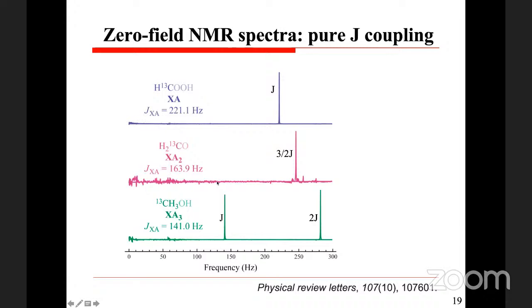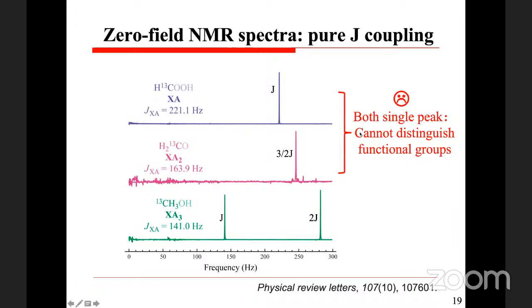Here we note one problem, the ambiguity in distinguishing the different functional groups. For example, for XA and XA2, they both show a single peak. So usually we cannot distinguish which functional group it is.